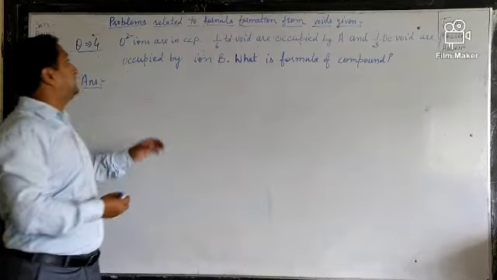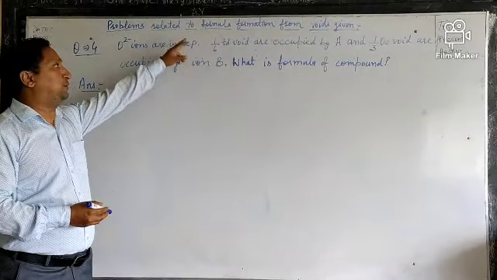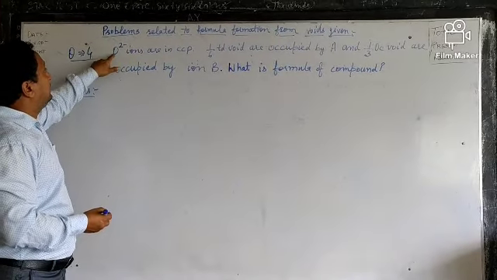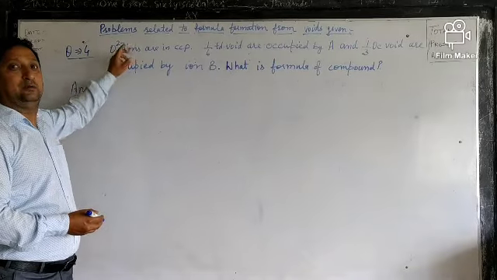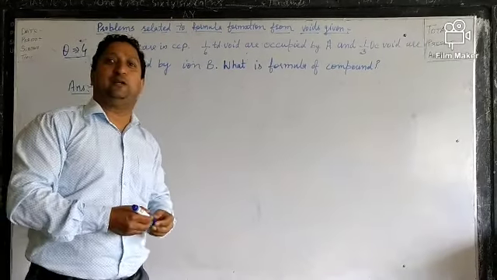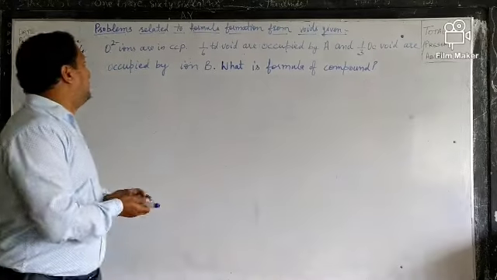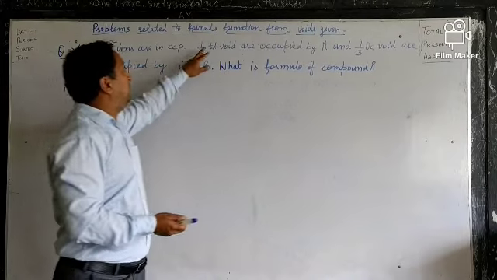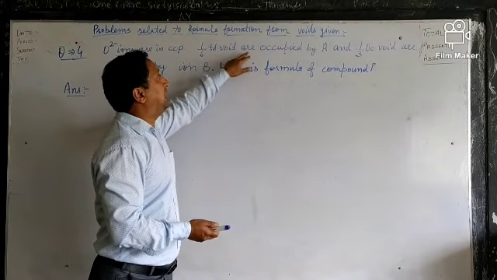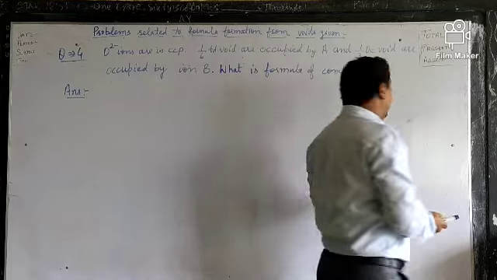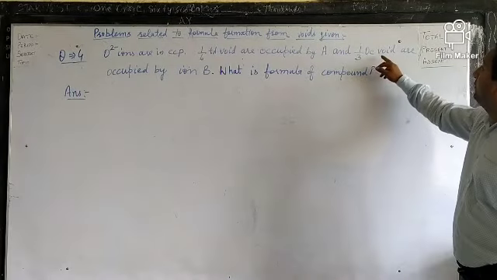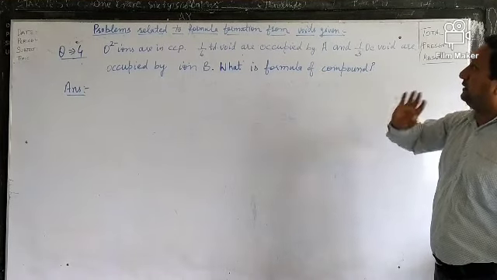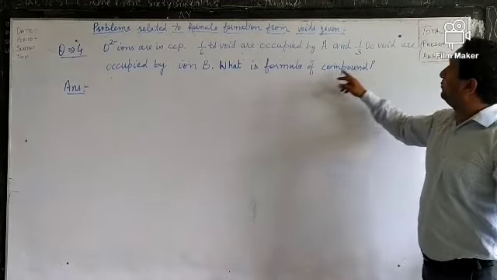Students, this is the last question which I am taking of all this formula formation. The last question is that O2 negative ions. Now what do you mean by O2 negative ion? O2 negative ion means oxide ions. Oxide ions are in cubic close packing, and 1/6 of the tetrahedral voids are occupied by A, and 1/3 of octahedral voids are occupied by ion B. What is the formula of the compound?